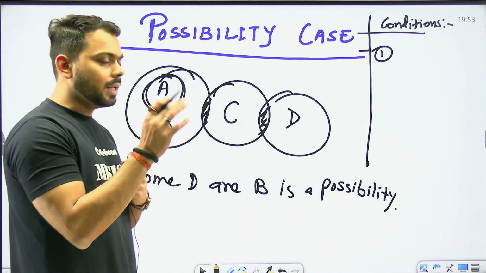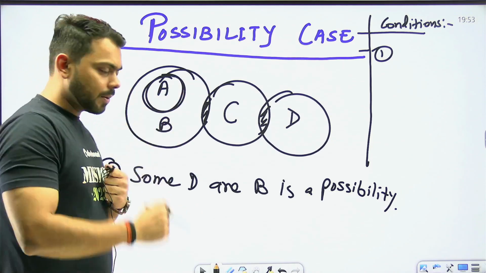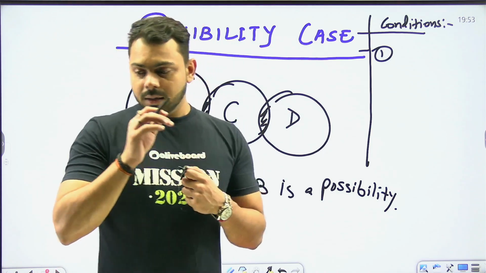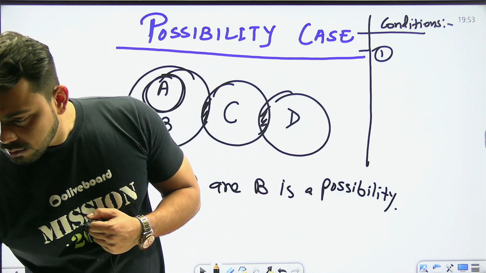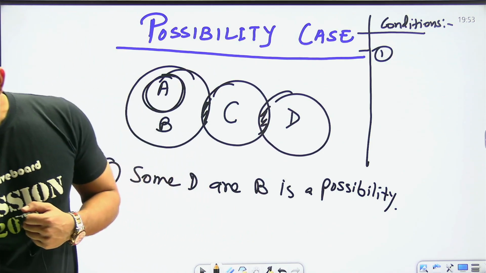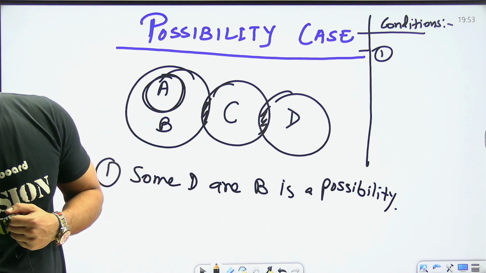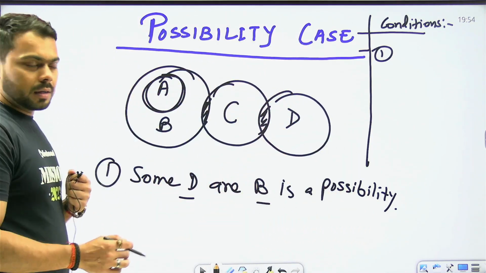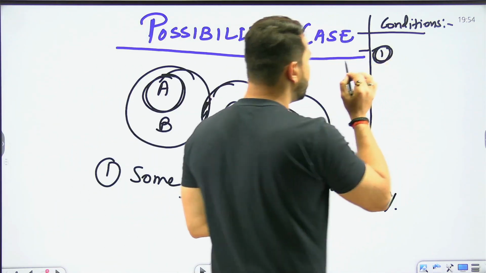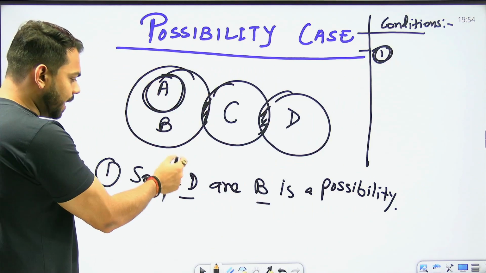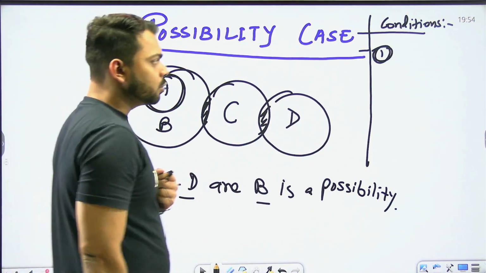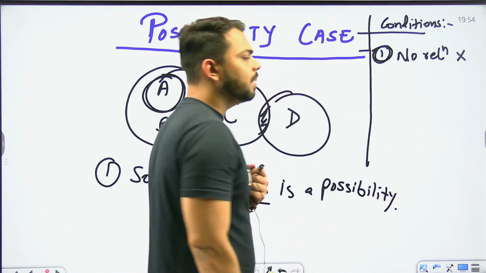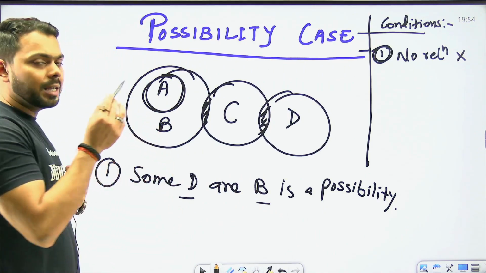Now we will discuss the conditions. How can we determine that this is a possibility case? First, there is no relation between D and B. When the possibility case is given between any two elements, like here it has been given between D and B, no relation should be defined between both the elements.